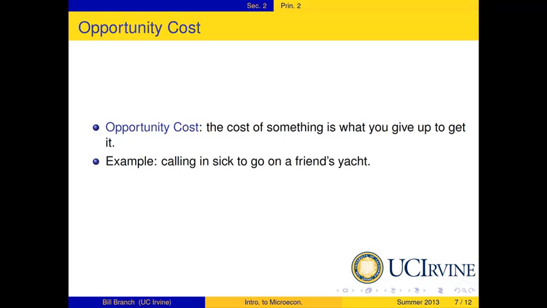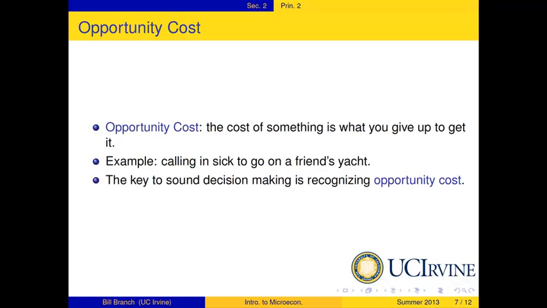So continuing with the yacht example, suppose that you call in sick at work in order to go on your friend's yacht. Then you've given up earnings that you could have made. You're now foregoing them in order to spend the afternoon on a yacht. So that's the opportunity cost of going on a yacht. The key to sound decision making is recognizing what that opportunity cost is. And we will exploit this idea. The opportunity cost is the cost of something that you give up in order to get it.